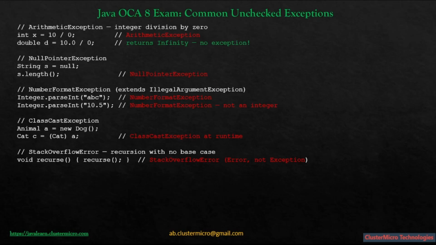So void recurse(). This method calls itself with no condition to ever stop. Each method call adds a new frame to the call stack. The stack keeps growing with no end in sight until it runs out of space entirely. At that point, the JVM throws StackOverflowError.